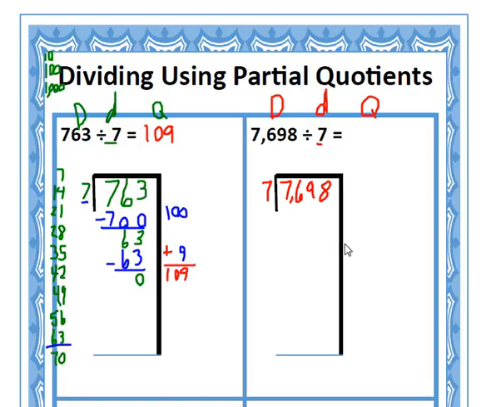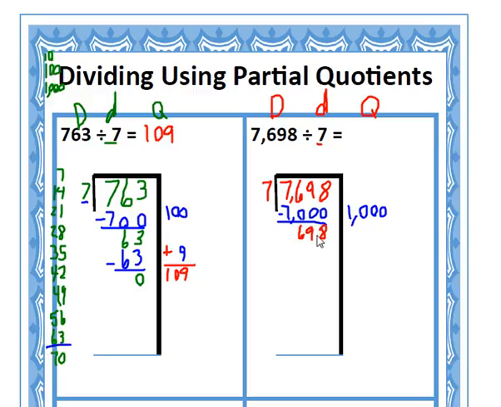So is 7,000 less than 7,698? Yeah, so can we use it? Yes. 7 times 1,000 is 7,000. Now what do we do with that? We look to the side, we look at our last problem, we subtract. Yeah, we subtract to have a difference of 698.